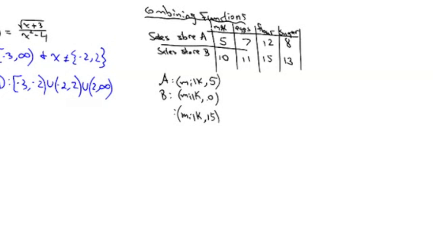Oh, that's B. A plus B. So you go off to the side, store A plus store B, the milk they sold is 15 altogether. This is the idea of what it means to combine functions.